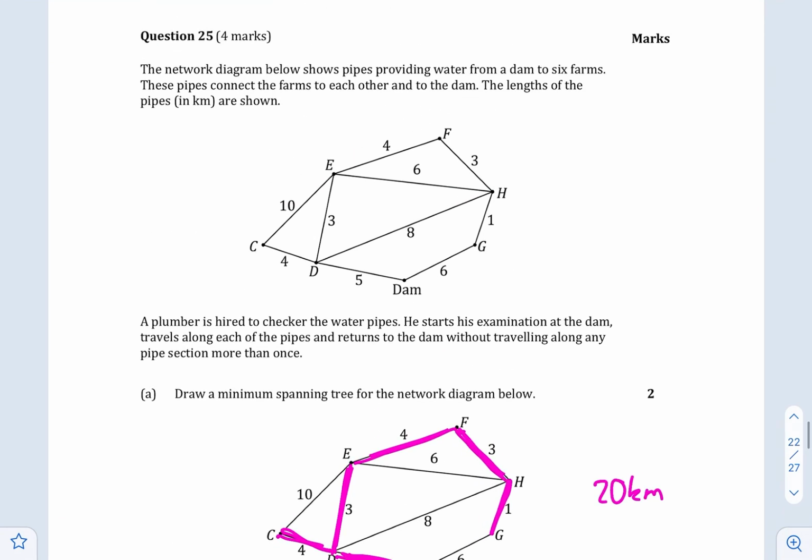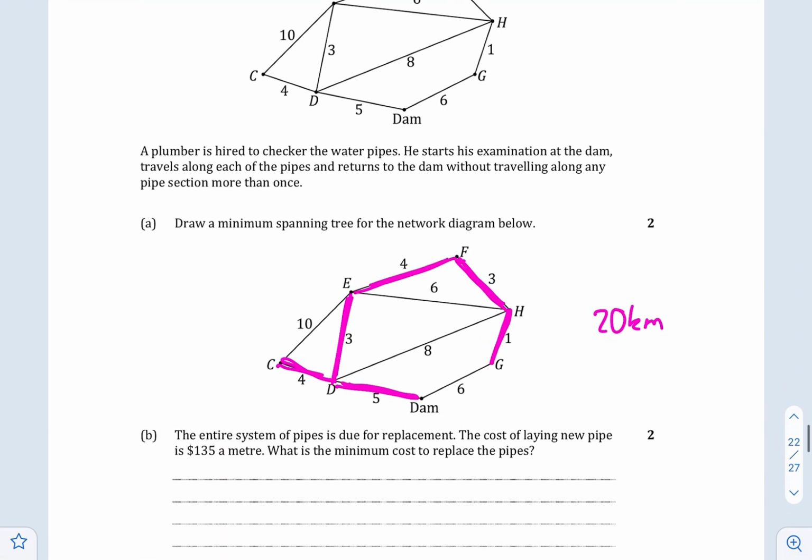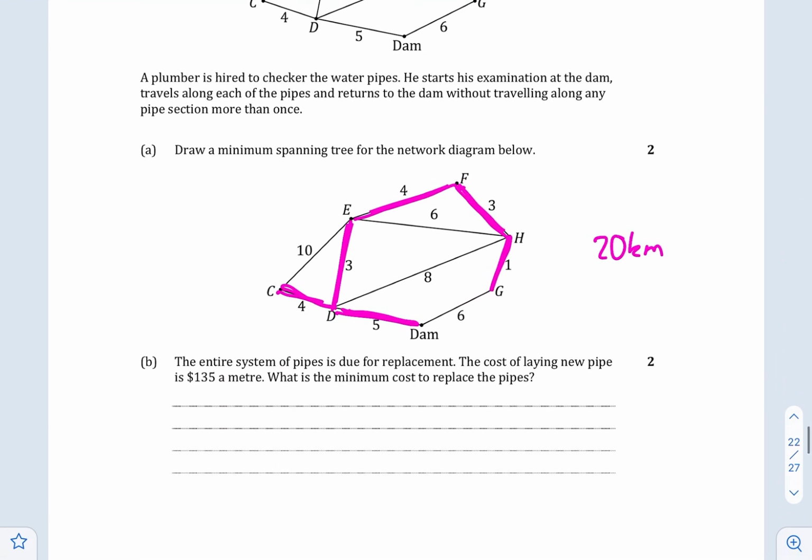How do I know it's kilometers? Well, you'll see here it says the lengths of the pipes are in kilometers, which is important for part B. It says what is the cost in per meter. So we need to change the 20 kilometers to meters, and the way we do that is we multiply by 1,000. So 20 times 1,000, we get 20,000 meters.